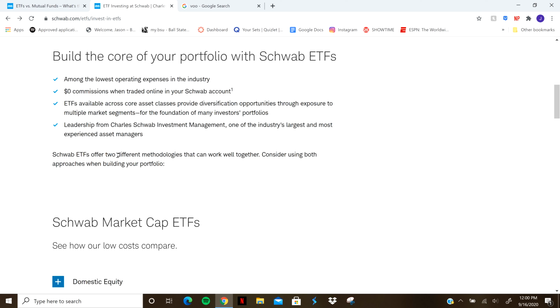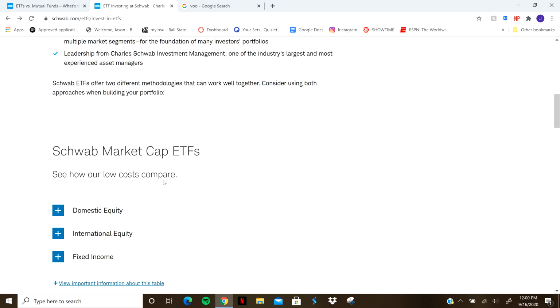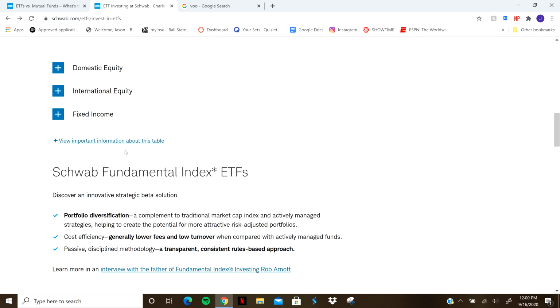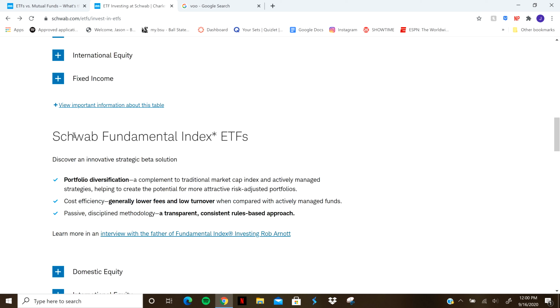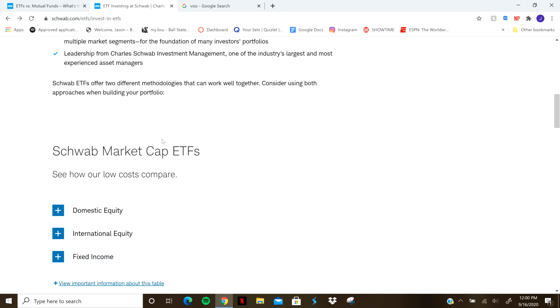Schwab ETFs offer two different methodologies that can work together. Consider using both approaches when building a portfolio. So you have Schwab Market Cap ETFs, and then you also have Schwab Fundamental ETFs. So the market caps are going to be your large, mid, small, and then obviously international ETFs, very similar to what we saw in the mutual funds.